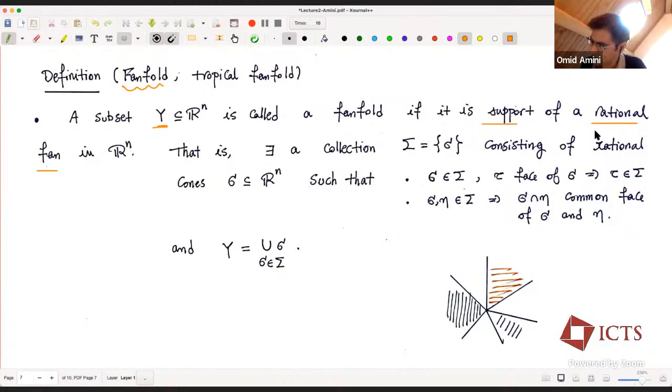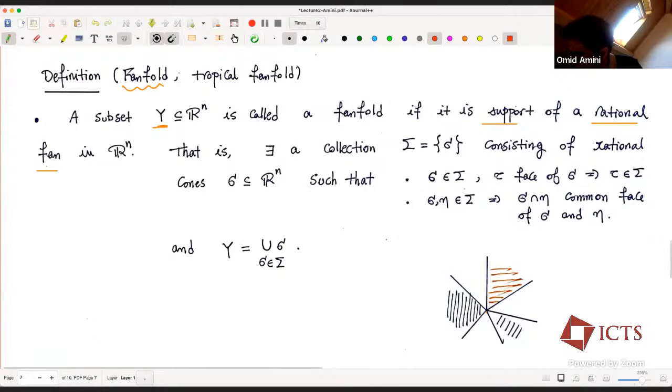Here is an example of a fanfold. The decomposition here into a rational fan is quite telling, because there are three two-dimensional cones and six one-dimensional cones, and then there is this central point. These cones are exactly the cones which define some rational fan structure on the support. The support itself is called a fanfold, and any rational fan structure you put on it is called the fan structure on this one. As you see, this fan structure is not unique, because for example you can subdivide this fan into three smaller cones. So when you work with fanfolds, sometimes you fix the fan, sometimes you don't.